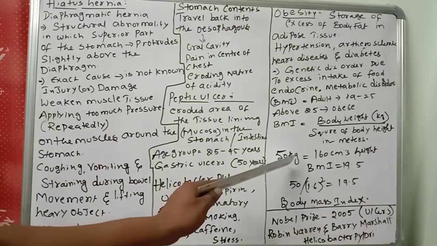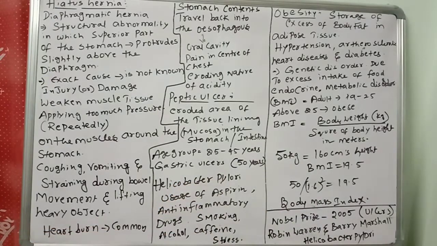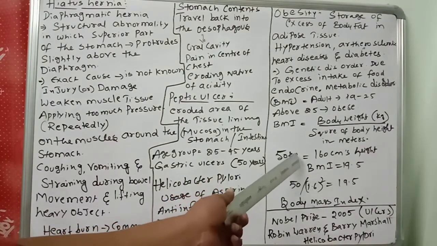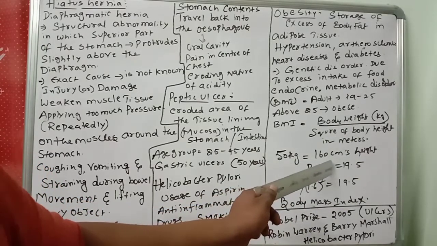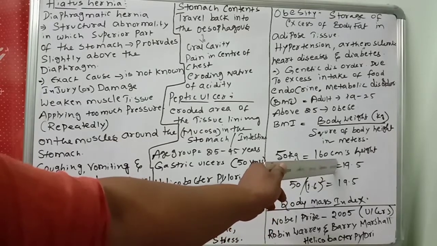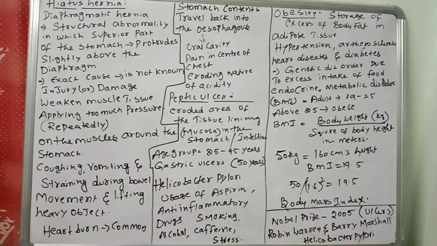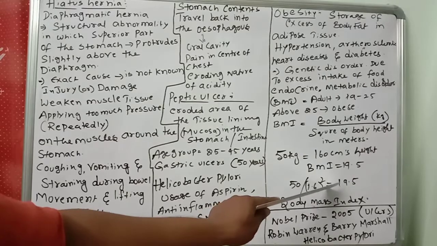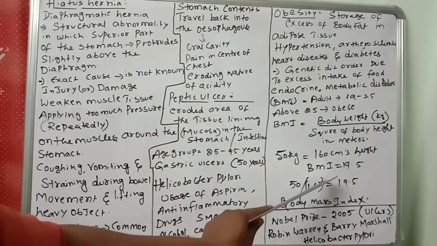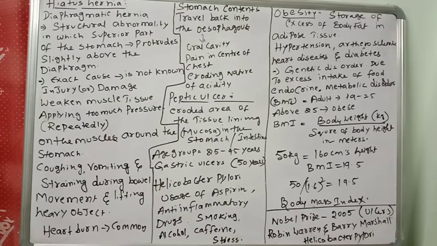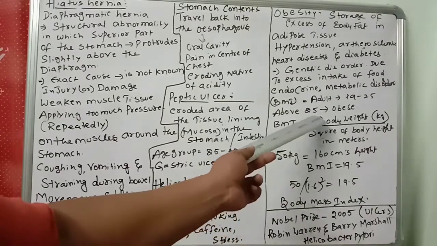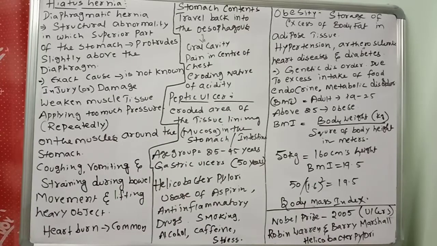For example, here they gave 50 kgs of weight. One person's weight is 50 kg and height is 160 centimeters. So what is the BMI? Body mass index is 19.5. How? 50 divided by 1.6 squared equals 19.5. So 19.5 is the body mass index. Like this, with the help of the body mass index principle, we can estimate whether the person is obese or healthy, or maintaining a perfect weight or not.